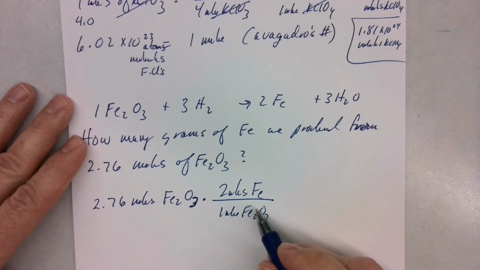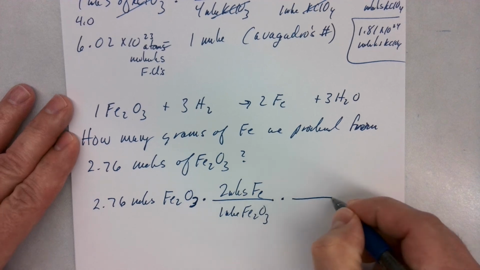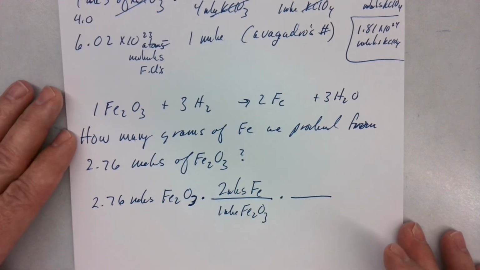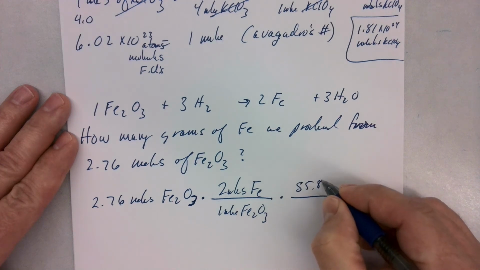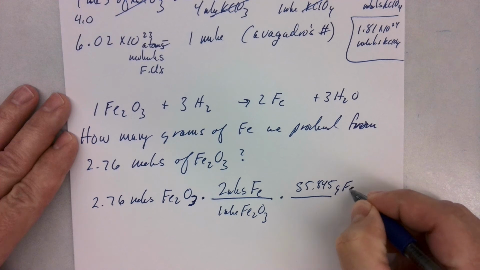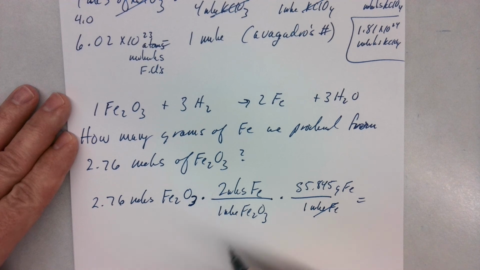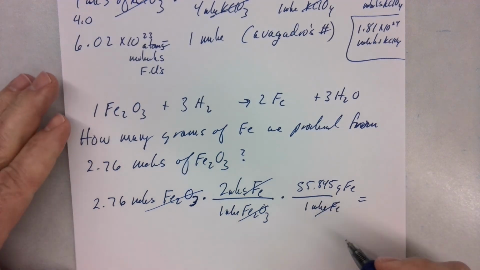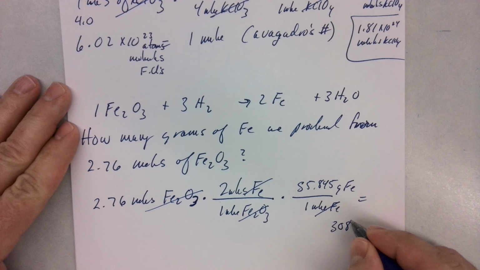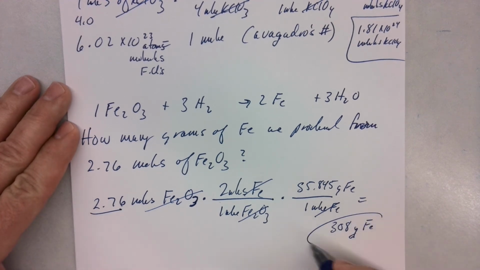Okay. Now that would put me in moles of Fe, but the question asked me for grams of Fe. So what's going to go next? 55.845 grams of Fe for every 1 mole of Fe, right? My moles of Fe reduce out. My moles of Fe2O3 reduce out. My answer is going to be in grams of Fe. What'd you get, Torgerson? 308 grams of Fe. Because I had 3 sig figs there. I need 3 sig figs there.